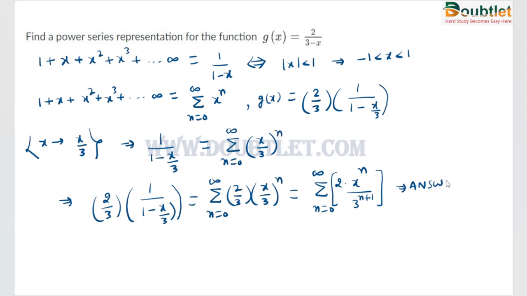If we talk about the radius of convergence or the interval of convergence, we know that mod x is less than 1. So if we replace x by x divided by 3, mod of x by 3 is less than 1. After solving the inequality, we get x ranges from -3 to 3. So this will be the interval of convergence.